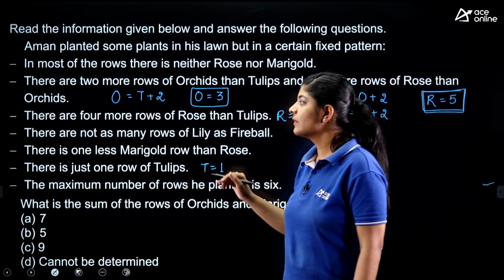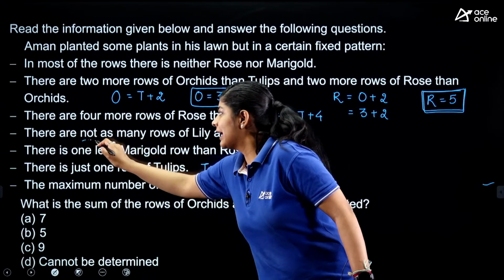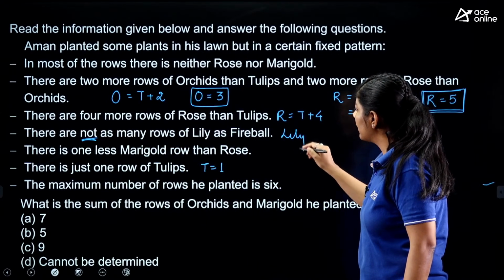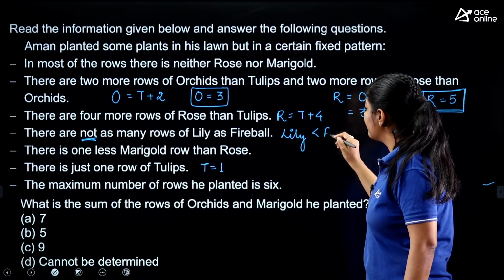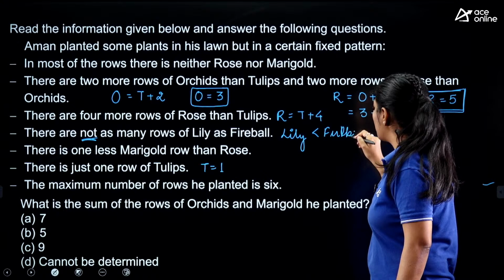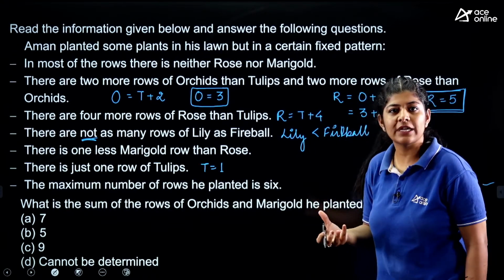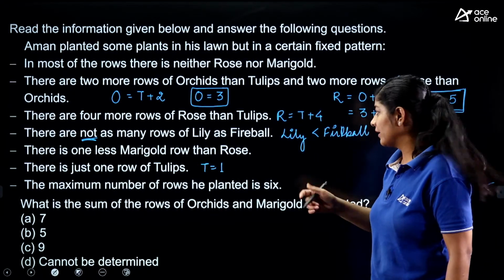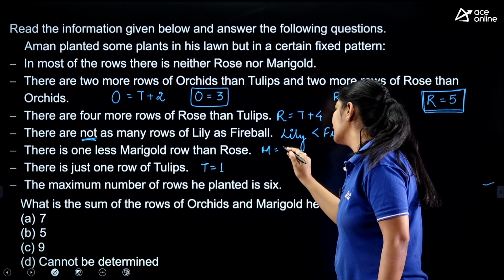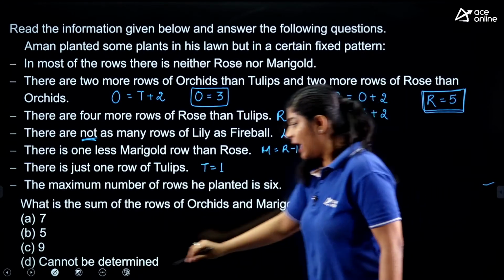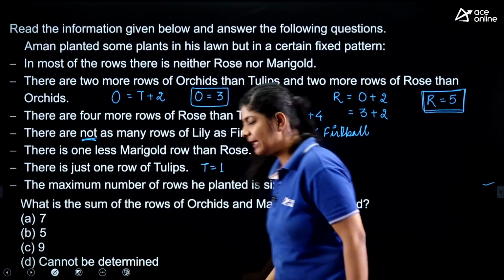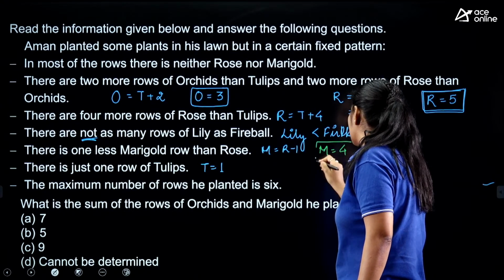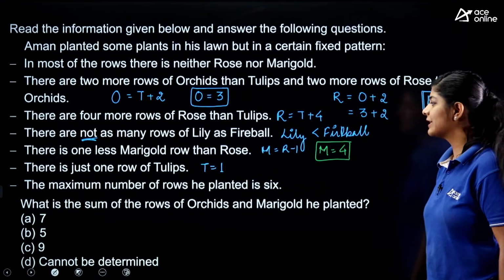Okay. Next. There are not as many rows of lily as fireballs. So we can say that the number of rows that we are having of fireball is more than the number of rows that we are having of lily, right? Okay. There is one less marigold row than rose. Okay, so marigold is nothing but rose minus 1, right? And we are having the value of r, and that is nothing but 5. So we can say that the value of marigold is nothing but 4, right?